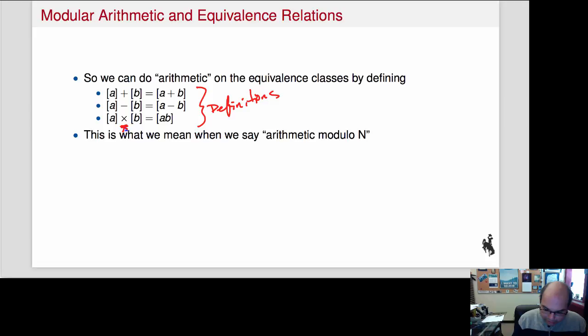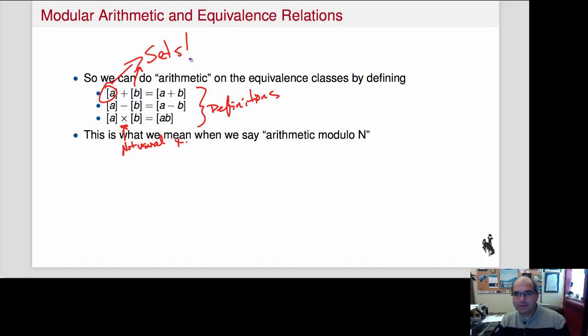This is not the usual times operator, and here's why. These things are sets. You can't add sets, you can't subtract sets, you can't multiply sets, okay? But we're simply defining what it means to add these two special sets, which are equivalence classes. And we say, if you want to add the equivalence class of A and the equivalence class of B, just add A and B normally, and then find out what equivalence class that is. That's the result, okay? So that's what we mean by doing arithmetic on these particular sets.